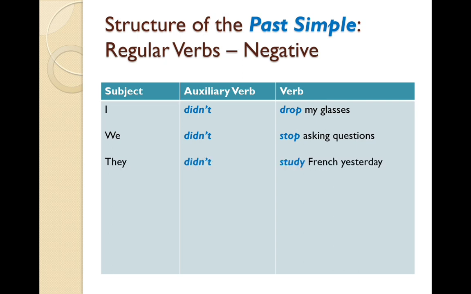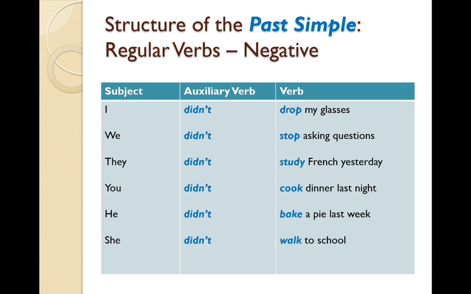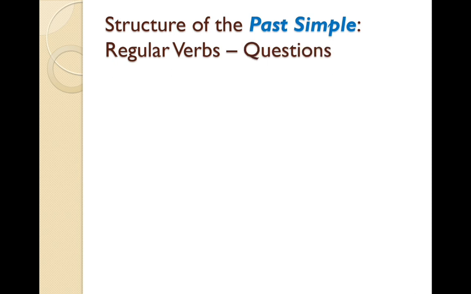They didn't study French yesterday. You didn't cook dinner last night. He didn't bake a pie last week. She didn't walk to school. It didn't play in the garden. For questions, we also use the auxiliary verb did.